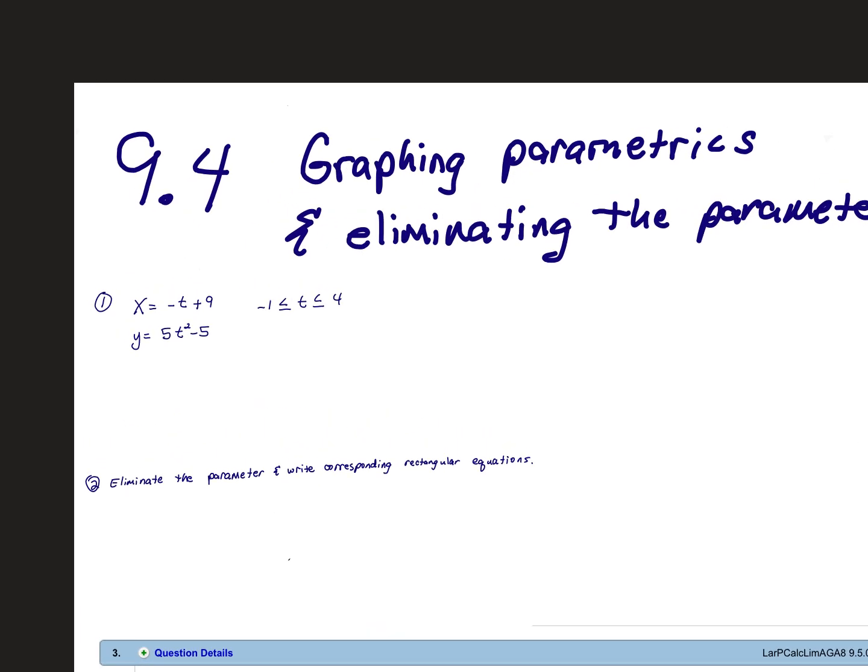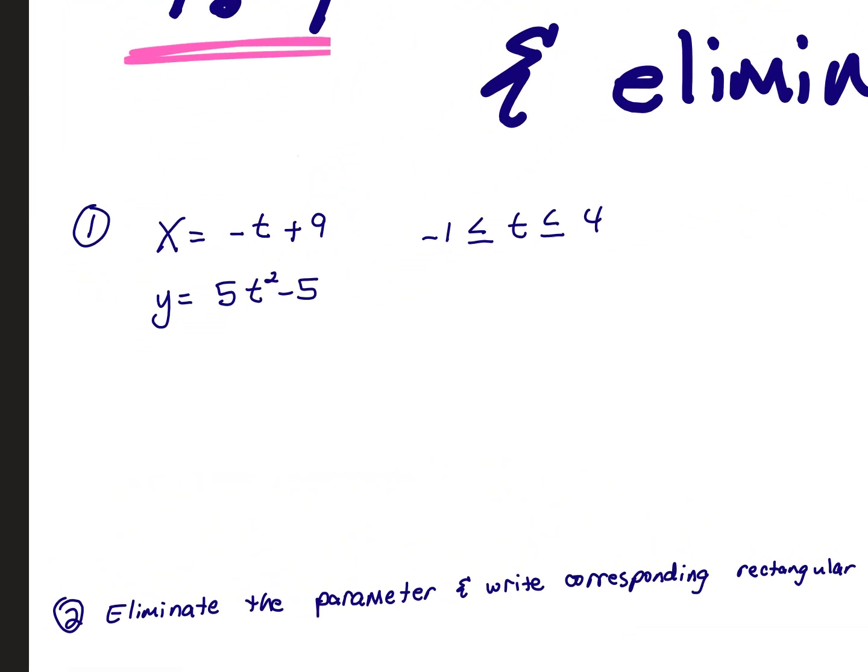So test tomorrow is 9.4 and 9.5. 9.4 was the quiz that you had to graph and eliminate the parameter. And then 9.5 is the new stuff. All right, so let's look at number 1. So this is quiz stuff.